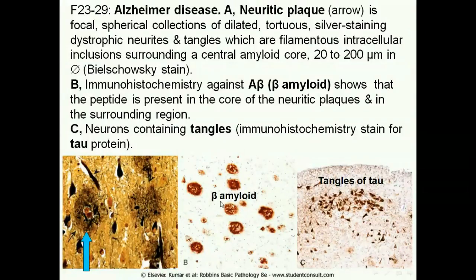Now, in this picture, we can see immunohistochemistry against beta amyloid. It shows that the peptide is present in the core of the neuritic plaques and in the surrounding region. Here we can see the tangles of tau. Like we said, we have these neurofibrillary tangles, tau tangles, in neurons. It's important to see that these tangles of tau are intracellular. They're not outside the cell, they're inside the neuron. And as we said, we use immunohistochemistry stain for this tau protein.